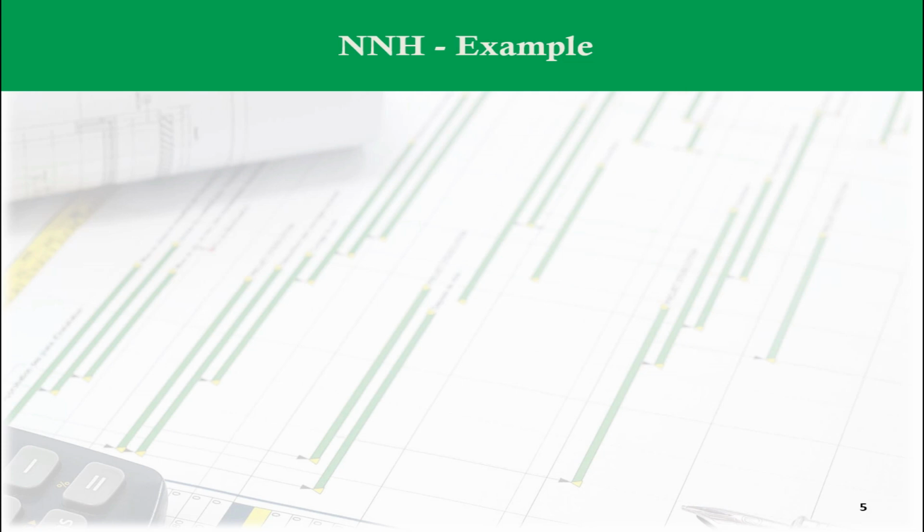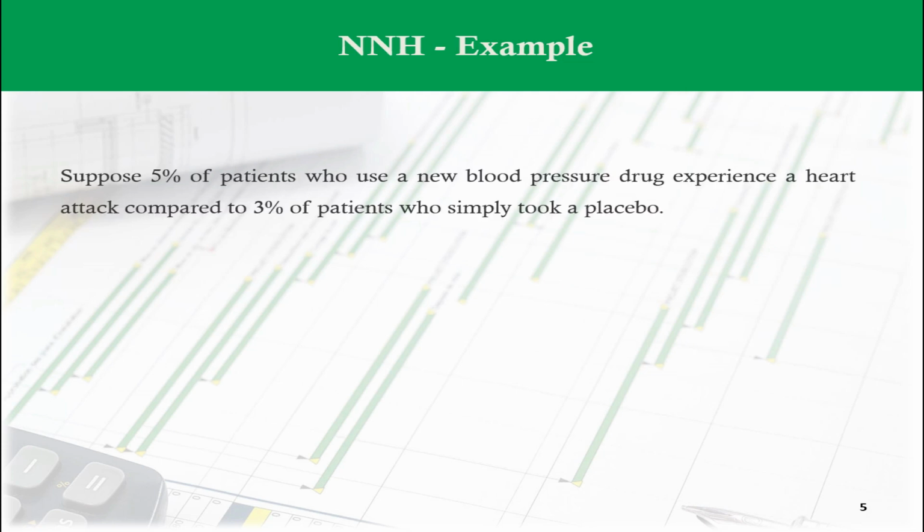For example, suppose 5% of patients who use a new blood pressure drug experience a heart attack, compared to 3% of patients who simply took a placebo. We would calculate the number needed to harm as follows. This means that 50 patients, on average, need to be exposed to this drug in order for one of them to experience a heart attack, who otherwise would not have experienced the heart attack.